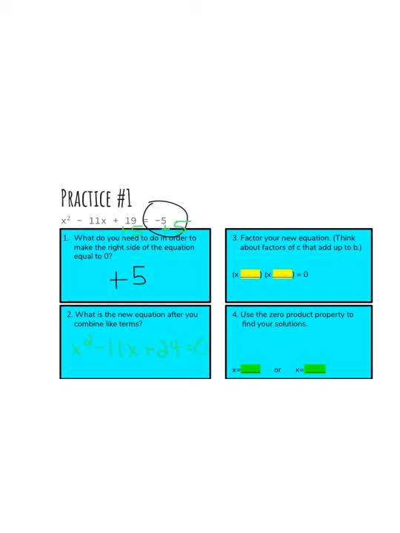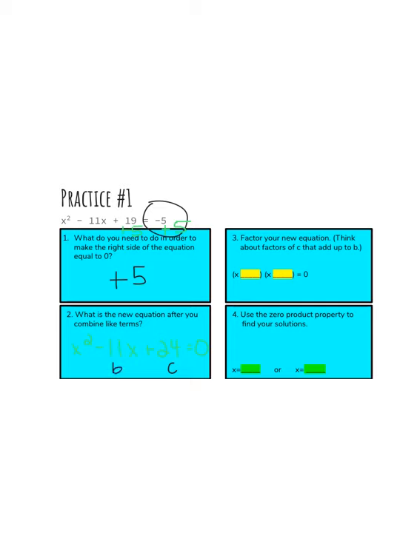Now we have the equation where one side is equal to 0, so we can think about trying to factor it. We want to think about factors of c that will add up to b. So c here is 24 and b is -11.